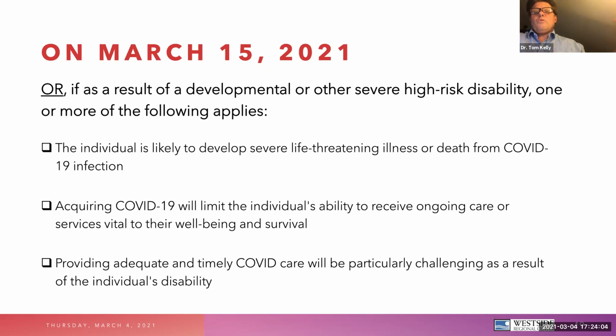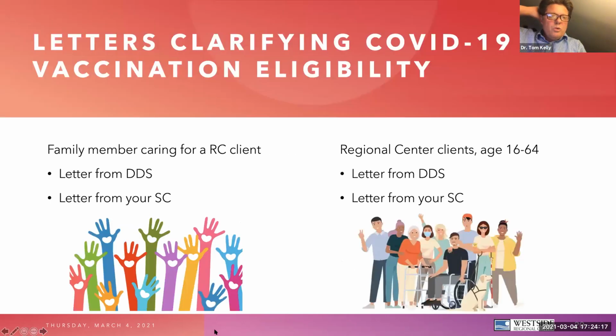Now the hope is, and the question is, okay, how do we get this? One of the things happening right now, as I prefaced this conversation tonight, is that things change literally daily, hourly. Our regional center is working with the state and the California Department of Public Health to get a clear, concise letter clarifying COVID-19 vaccination eligibility. Our hope is that within the next week, we will be able to get it out to families.